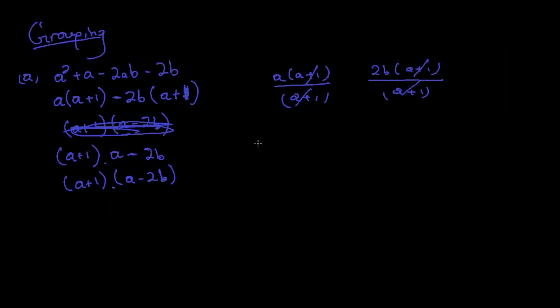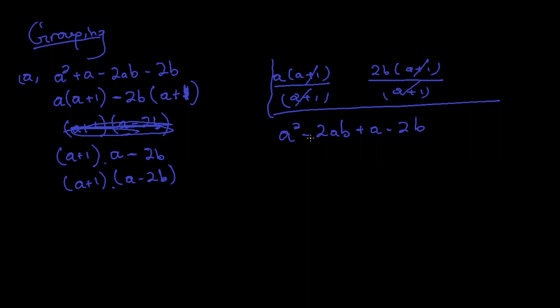Okay, let me try rearranging it this way here. So let's say here I have something like a squared, minus 2ab, plus a minus 2b. Okay, so what if I don't want to group this a squared with this a? I want to group this a squared with this minus 2ab. Will it bring me back here? Well, there's only one way to find out.